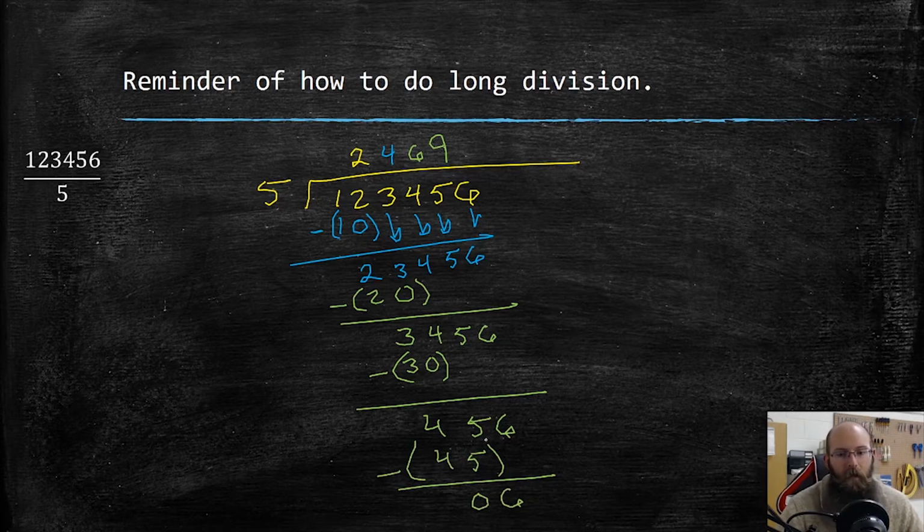6. And then 5 goes into the 6 one time. 1 times 5 gets me 5. And then I have to subtract that away, and I'm left with a remainder of 1.